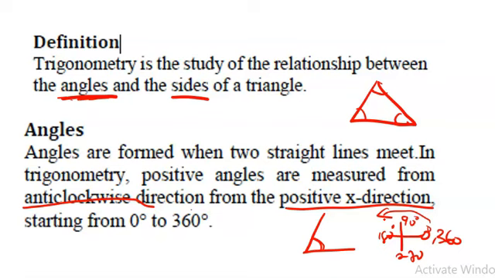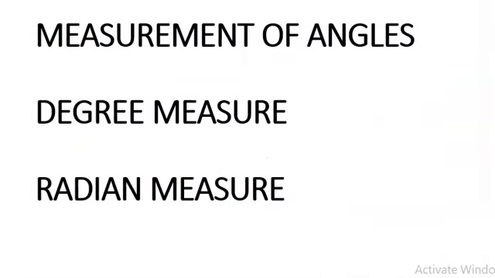Of course, if you are looking at negative angles, then if you are taking the clockwise direction, that would be a negative angle. In the course of the lesson, I will explain what a negative angle is. Is that okay? Now, the next one that we want to talk about is measurement of angles.